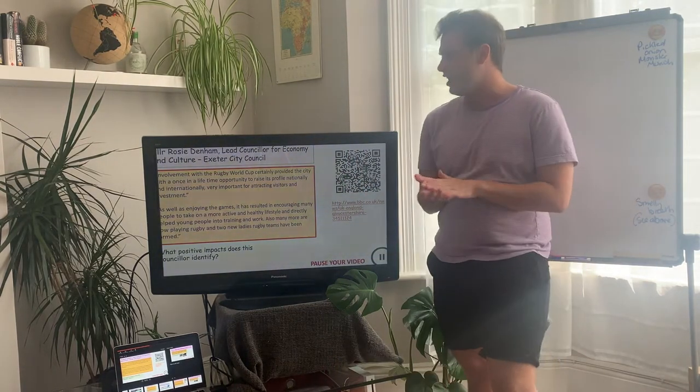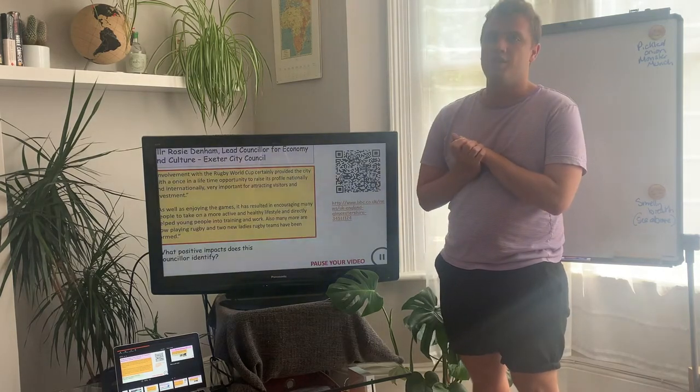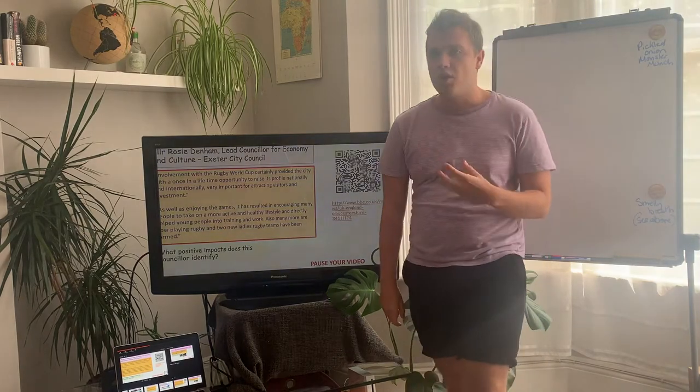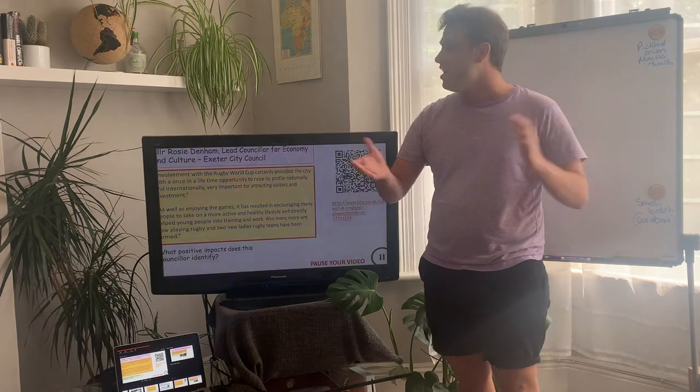So we've got two different links here. One is an article from one of the councillors in Exeter, which is one of the smaller cities that was used. Exeter, for those of you who don't know, is down in Devon. Lovely little city. I nearly ended up living there and you guys might never have had me.